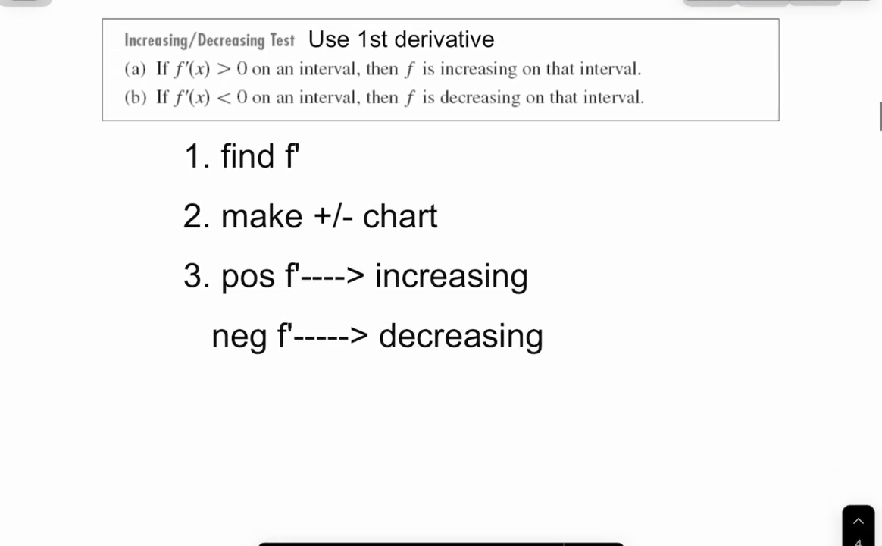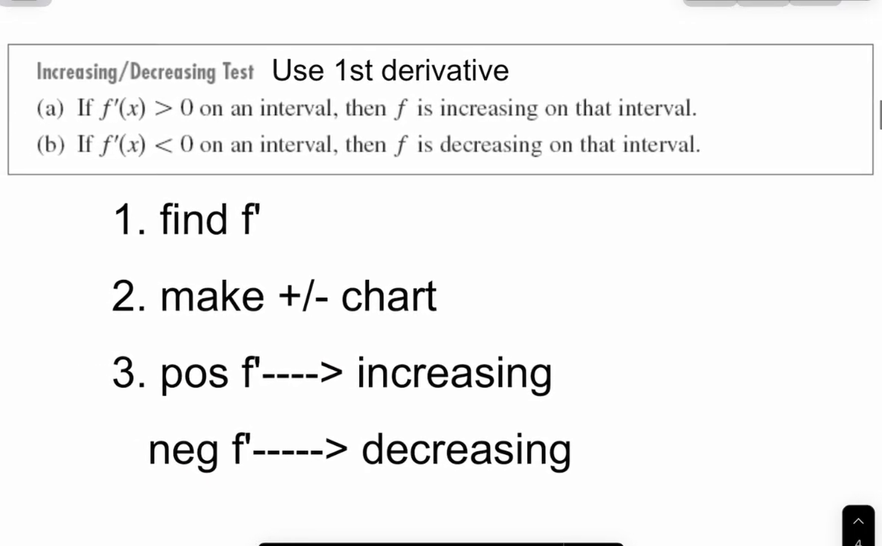So we're going to use what's called the first derivative test. If the first derivative is positive on any interval, then our function is going uphill. So if our first derivative is positive, our function will be increasing. If our first derivative is negative, our function is decreasing.